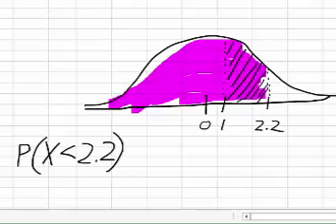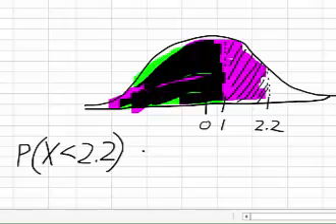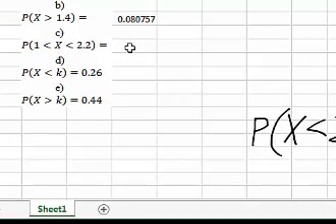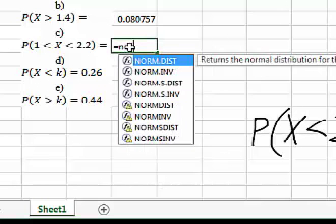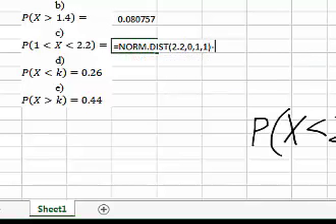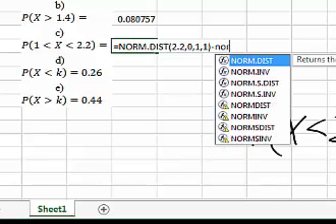So what I need to take out is everything to the left of 1. To remove that, I'm going to subtract out all the probability, or all the area to the left of 1. Probability x is less than 1. This formula here will give me this shaded pink region here, what I need to calculate for part C. In Excel, we can do it all in one: equals norm.dist, my x value, 2.2, always cumulative for a continuous distribution, minus the second piece.